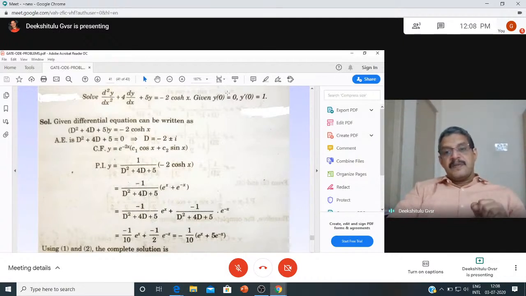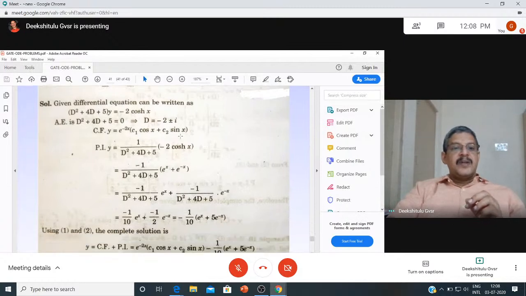That is the purpose of giving these conditions. Let us see what happens. So the complementary function is e power minus 2x (c1 cos x plus c2 sin x). The particular integral is 1 by D square plus 4D plus 5 operating on minus 2 cos hx. So that is minus 2 cos x times (e power x plus e power minus x) by 2. So minus 1 by (D square plus 4D plus 5) operate on e power x, plus 1 by (D square plus 4D plus 5) operate on e power minus x.